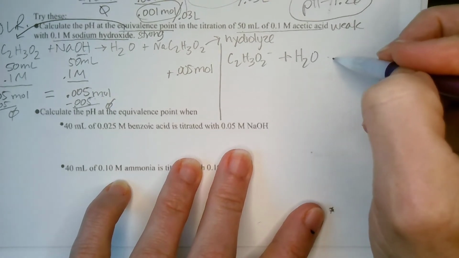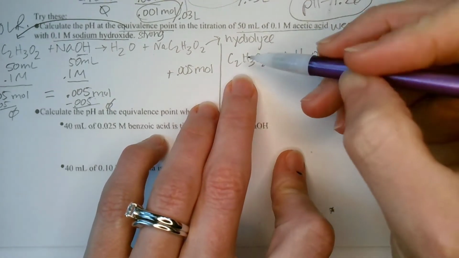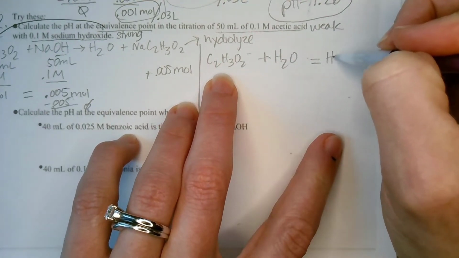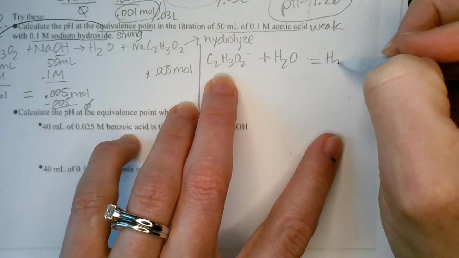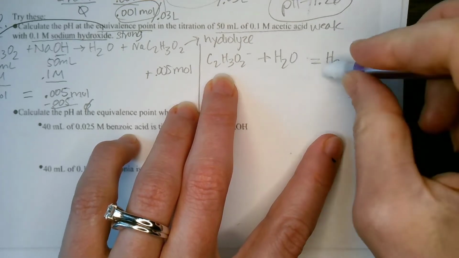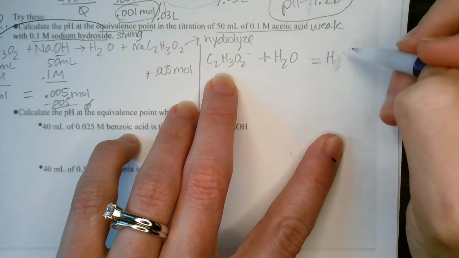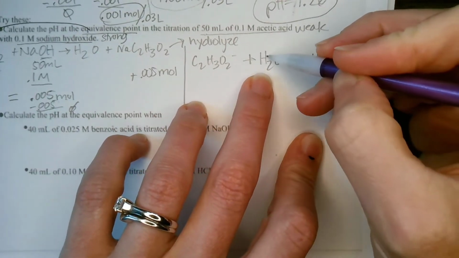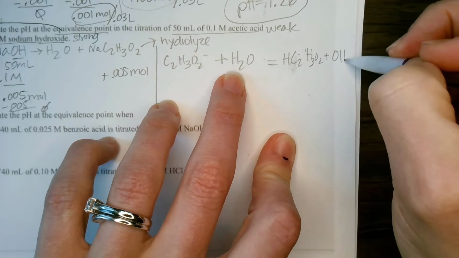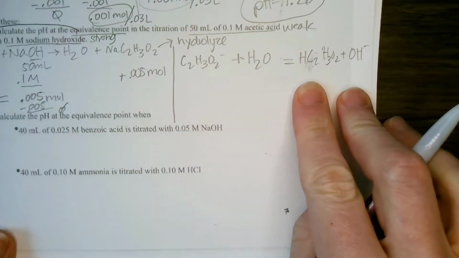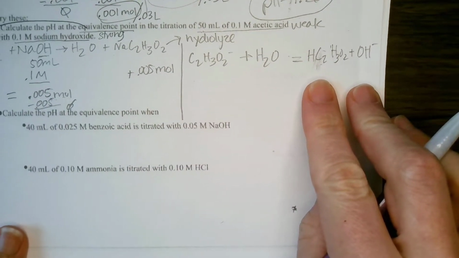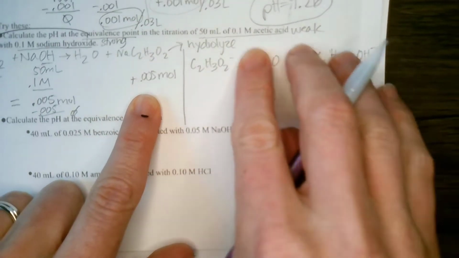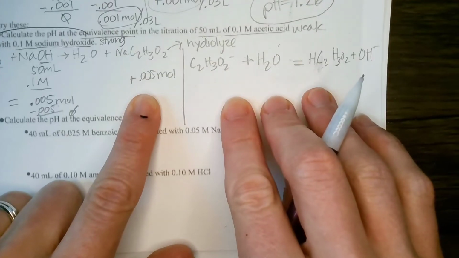And what do we get? We get an equilibrium where my acetate picks up one H to go back to its parent, acetic acid, HC2H3O2, and that donated one H, so I'm left with hydroxide. Okay, next, we need to calculate the Kb of this.